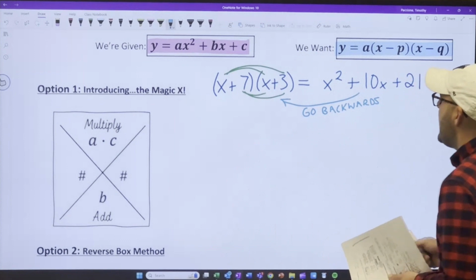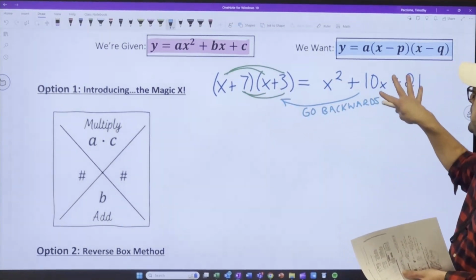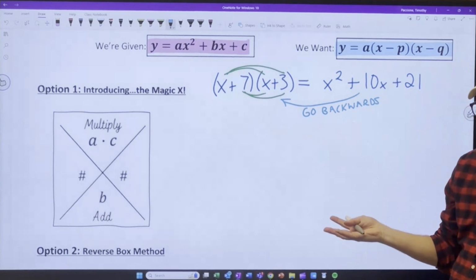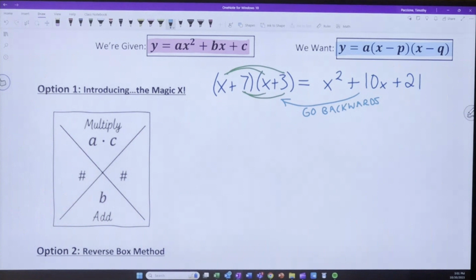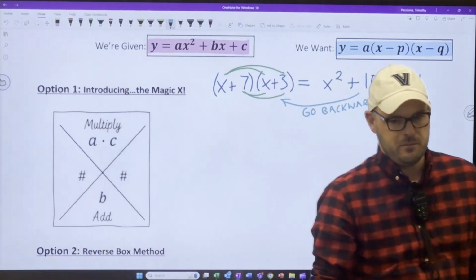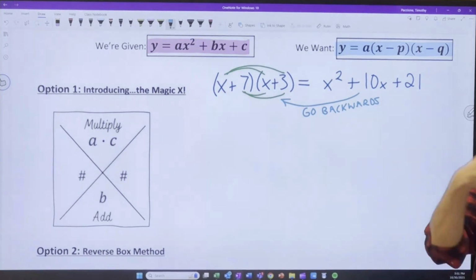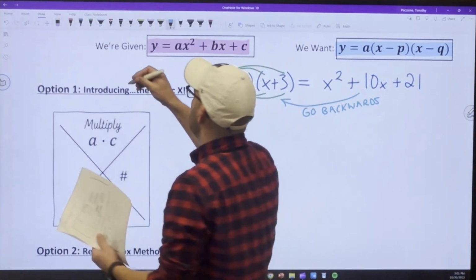So we have to find these two numbers, these pieces, somehow from 21 and 10. Okay? Now, this is where these puzzles that I've been forcing you to do on homework that had no context whatsoever come into play. Right? The puzzles that we've been doing are going to help us do this. All right? And it looks like this.